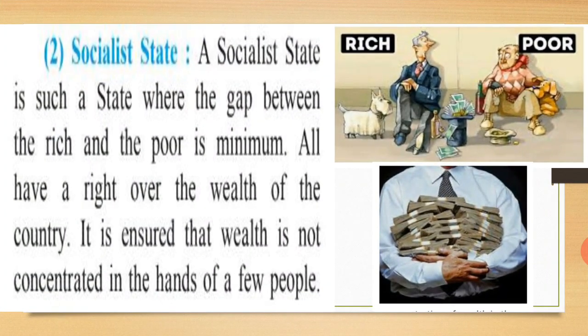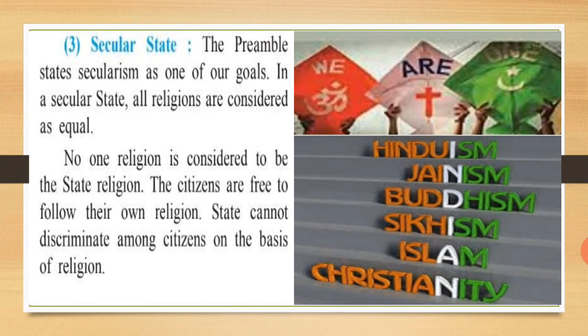Second point, socialist state. A socialist state is such a state where the gap between the rich and the poor is minimum. All have a right over the wealth of the country. It is ensured that wealth is not concentrated in the hands of a few people. So, a socialist state is a state where there is minimum gap between the rich and the poor.